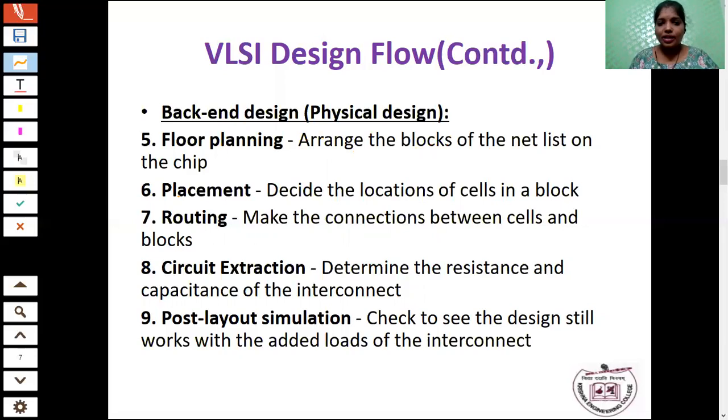Next one is the placement. In the placement, we are going to decide the location of cells in the block. Already we have divided the system into smaller blocks, then we arranged the blocks on the chip. Next, we decide the location of cells in the block. After that, we follow the routing. The meaning of routing is that we perform the connections between cells and blocks. We are going to connect them.